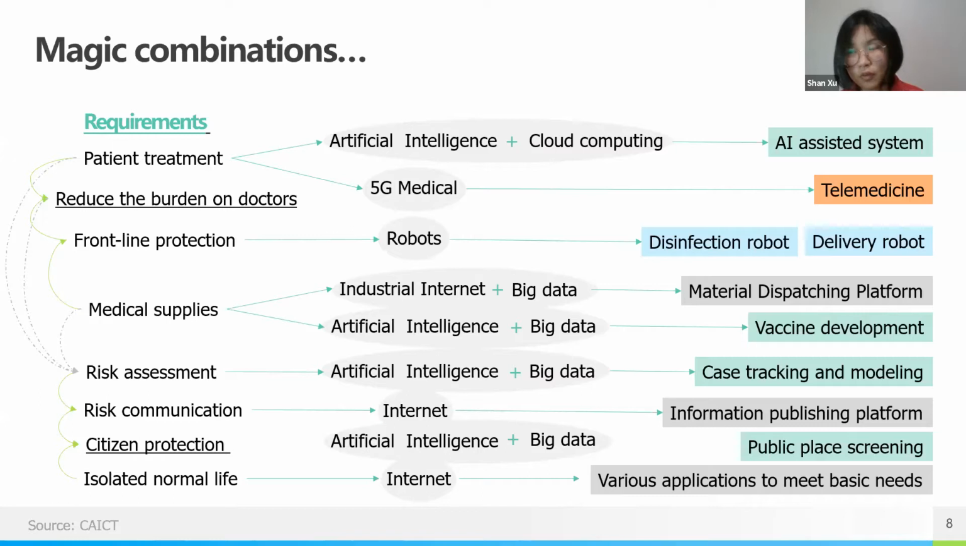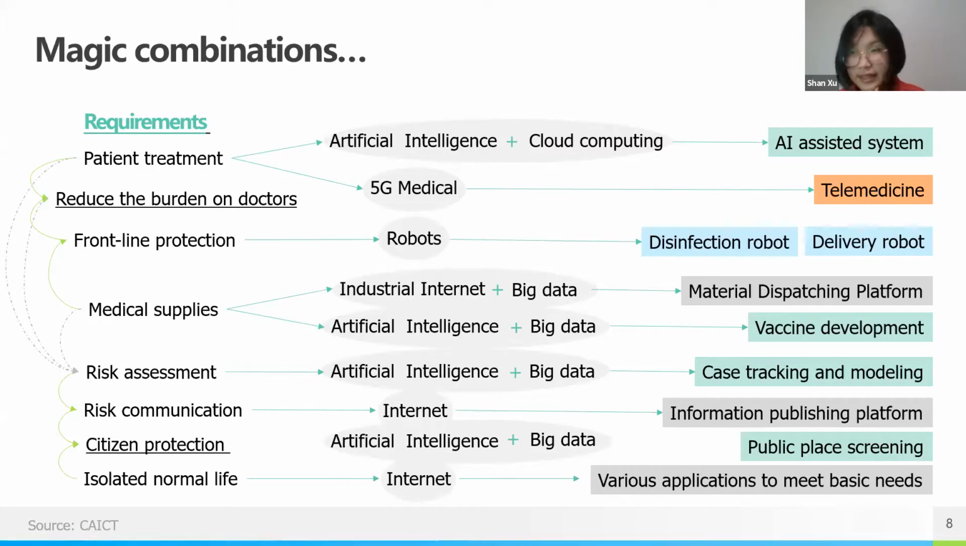And from what I have mentioned before, we understand the heavy load of the frontline doctors, and we want to help ease the burden on patients' treatment. So there could be an assisted diagnosis system with AI, and also telemedicine based on 5G. And if we want to support the protection of the frontline workers, robots could also be a very good tool for delivering and also disinfection work.